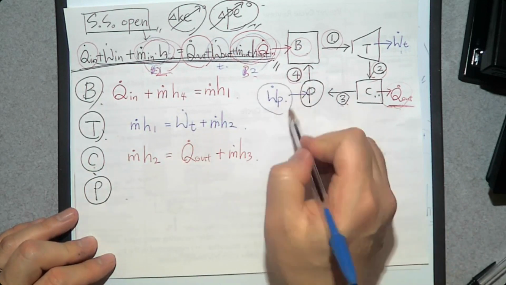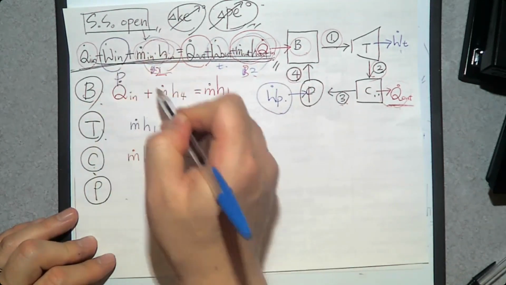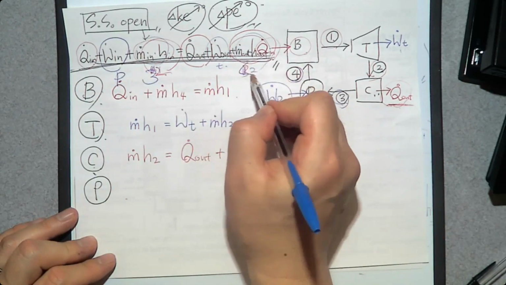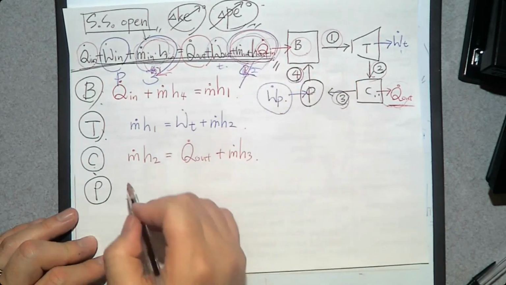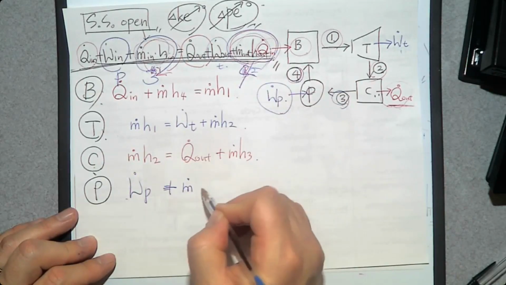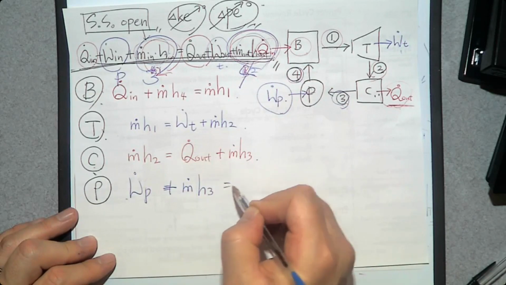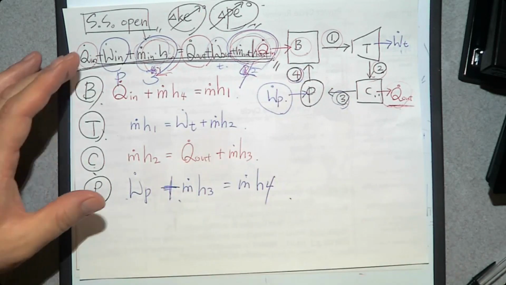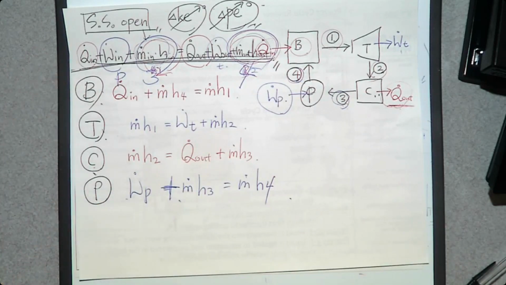We have W dot P. The pump inlet is number 3, the exit is number 4. So this one, this one, this one. W dot P plus M dot H3 is M dot H4. So these are the 4 energy balance equations.